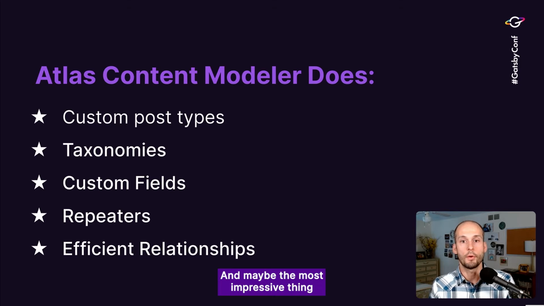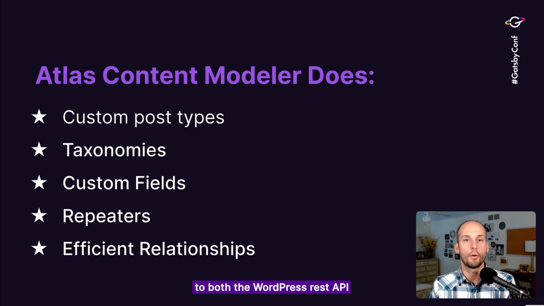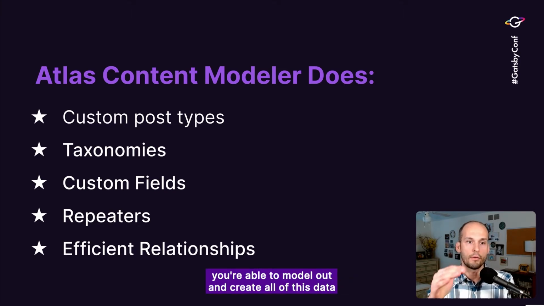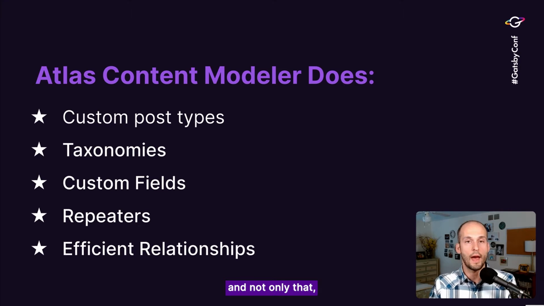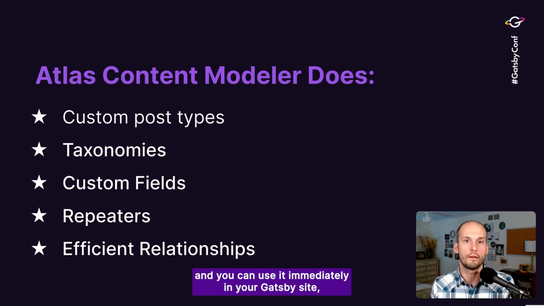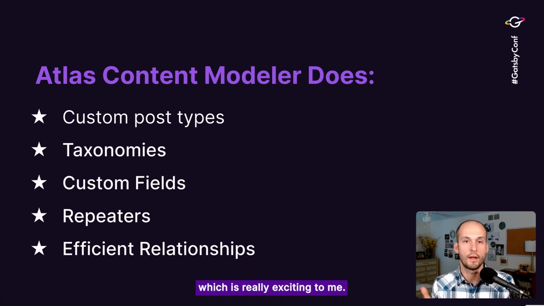And maybe the most impressive thing beyond all of this is all of this data is automatically added to both the WordPress REST API and to the WP GraphQL schema. So with one single plugin, you're able to model out and create all of this data for your data models or your content models. And not only that, it's automatically exposed via GraphQL, and you can use it immediately in your Gatsby site, which is really exciting to me.